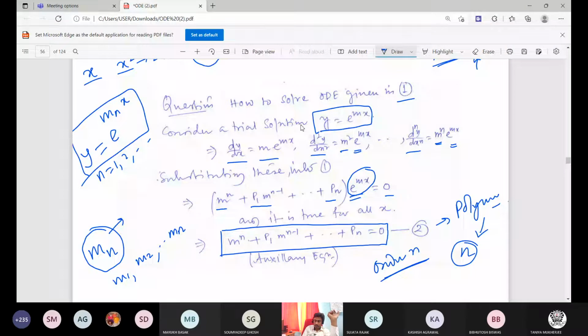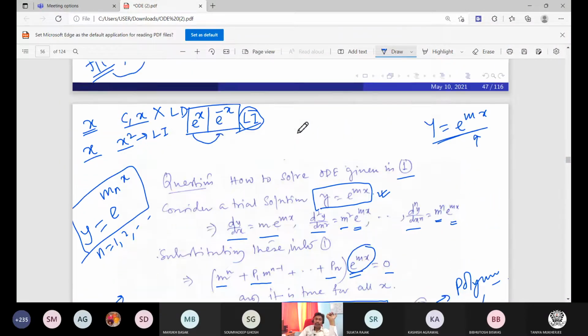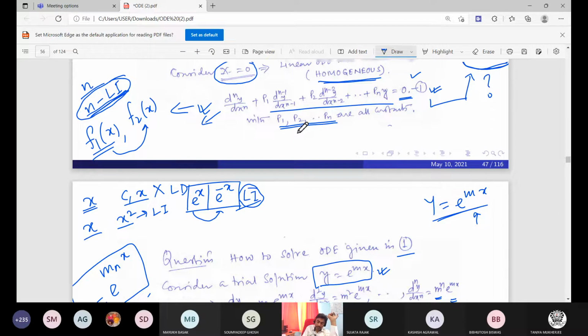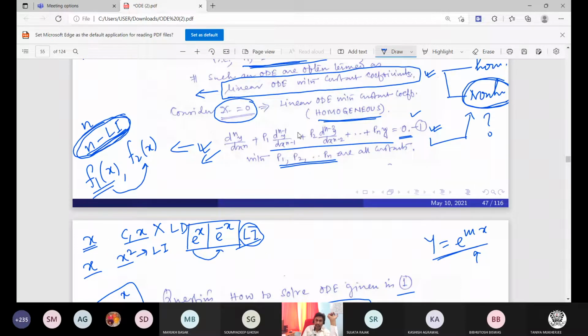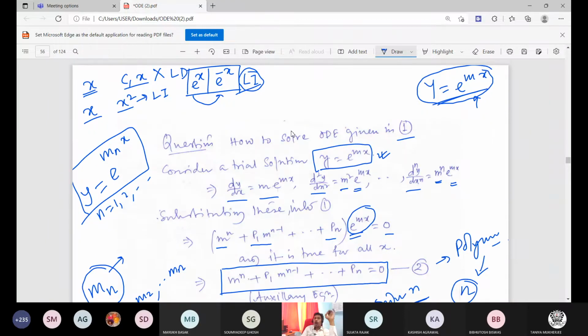So it means that with the choice of e to the power mx, we can always find exactly n linearly independent solutions. That means this choice, y equals e to the power mx, the trial solution that we are considering, covers all the possibility of the solution. So that's why, compared to other elementary functions, we always consider y equals e to the power mx as the trial solution.